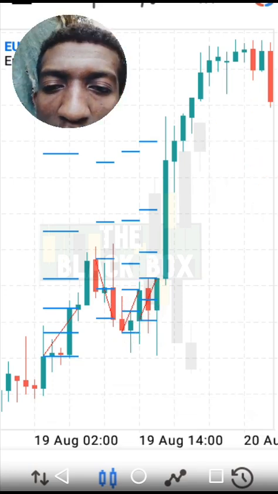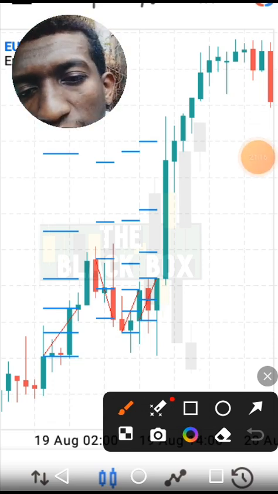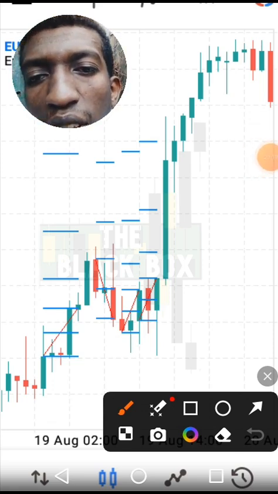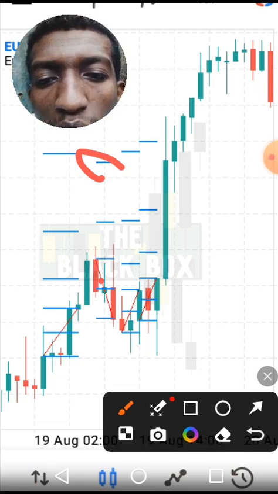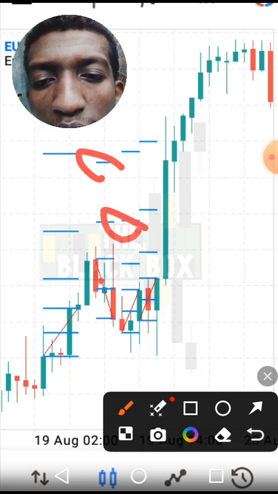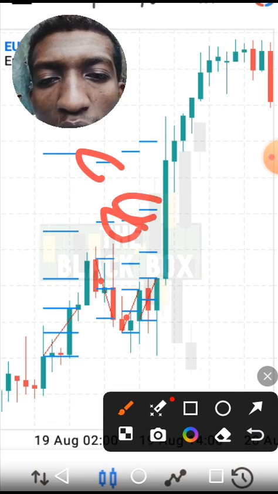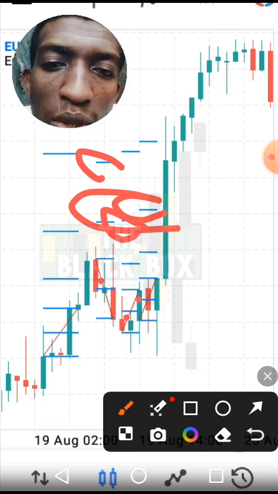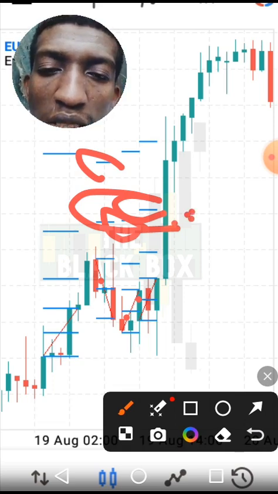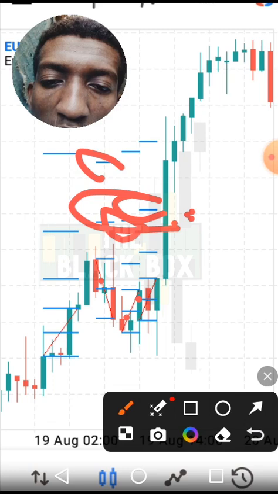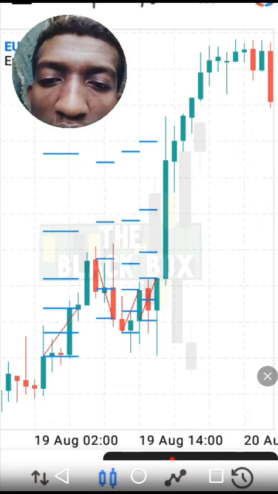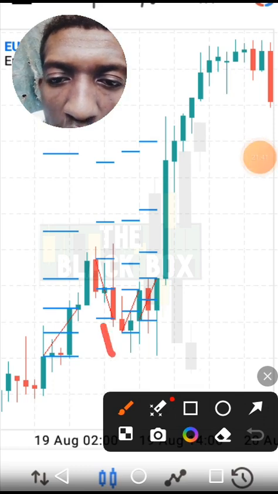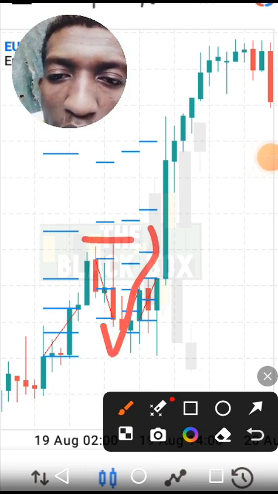So for every black box I have placed, the TP2 is for this one, TP2 for this one, and TP2 for this one. So they are almost in the same territory. So either way, we take partials. Okay, we take partials.